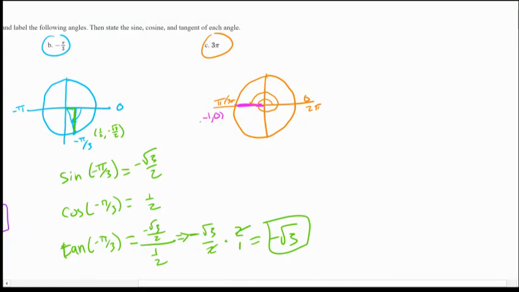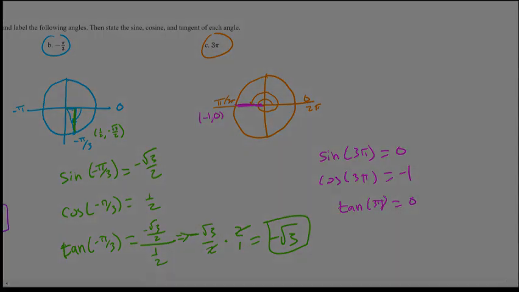My y value would be 0. So that means that sine of 3 pi is equal to 0, and cosine of 3 pi is equal to negative 1. Tangent of 3 pi is sine over cosine, which is just 0 divided by negative 1. And so I have my final answers there.